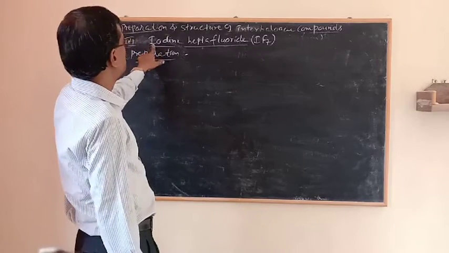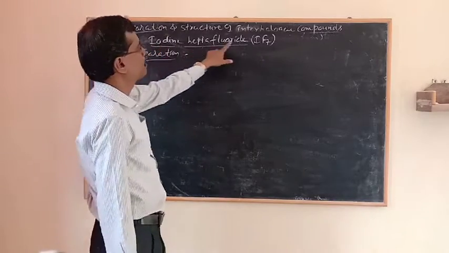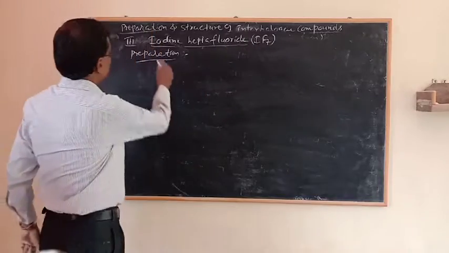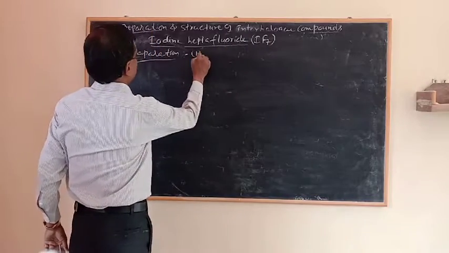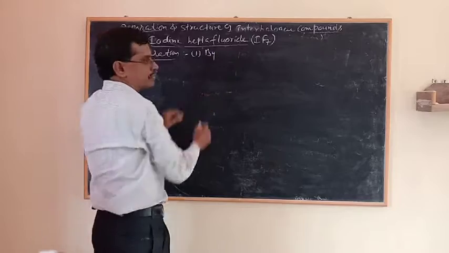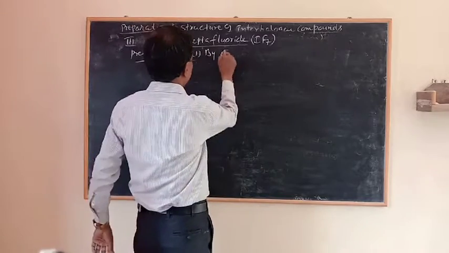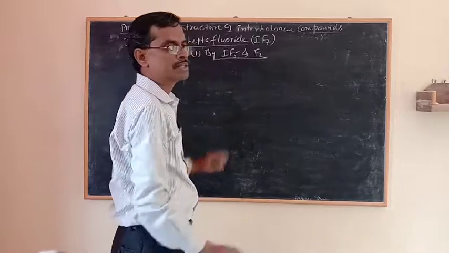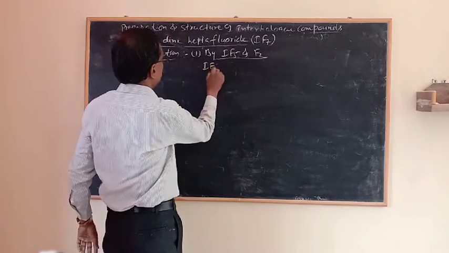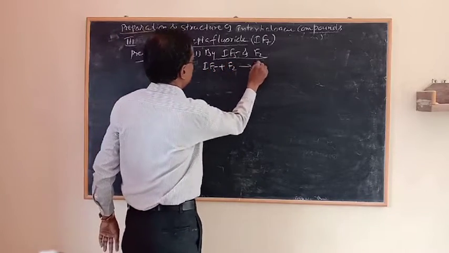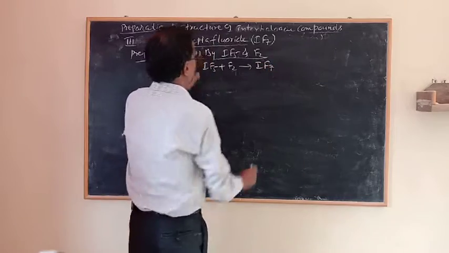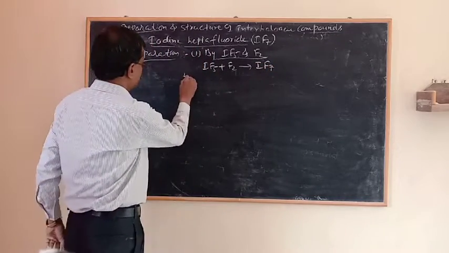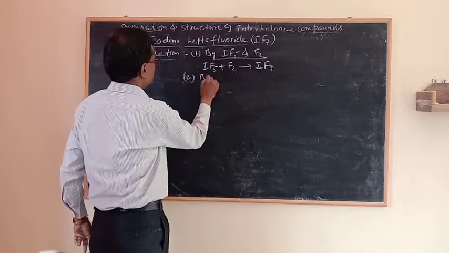We will study the last, third compound, iodine heptafluoride IF7. We have studied the first one, the preparation. By the first preparation, we have to use IF5 and F2. Very simple reaction. IF5 reacts with this F2 to form this IF7, iodine heptafluoride.